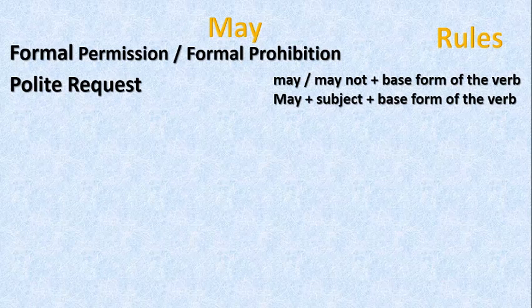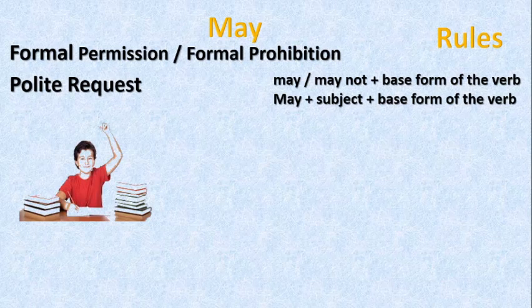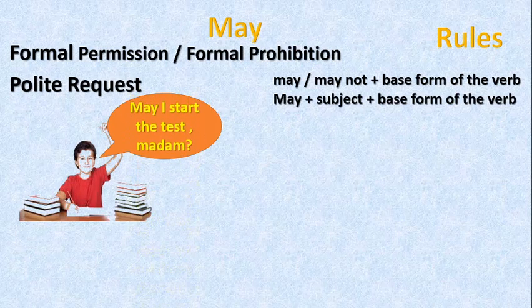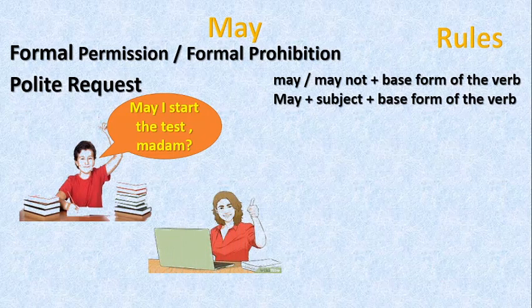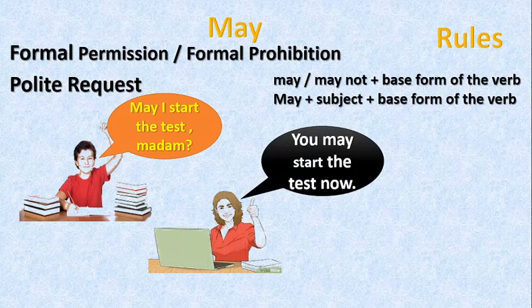Let us look at some sentence examples for us to get the rules clearer. Look at this little boy in an examination hall. What is he saying? May I start the test, madam? Not can I start the test. When you say can I start the test, you are not being polite. You are sarcastic. You are informal. Therefore, you use the expression, may I start the test, madam? And look at the formal permission the madam has given. You may start the test now. Not you can start. No, you may start the test now.